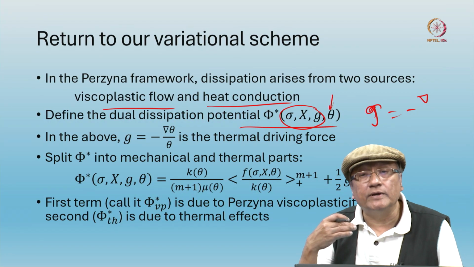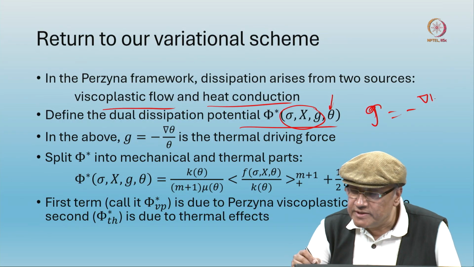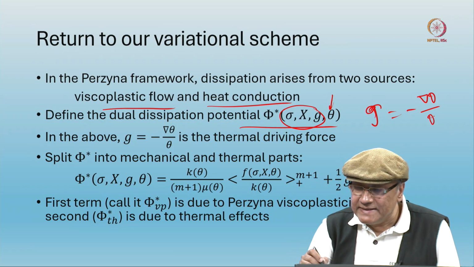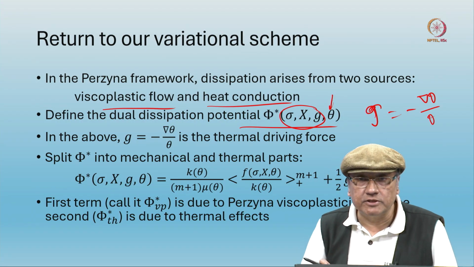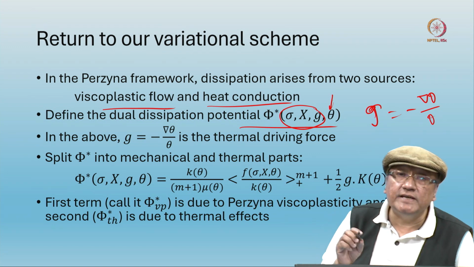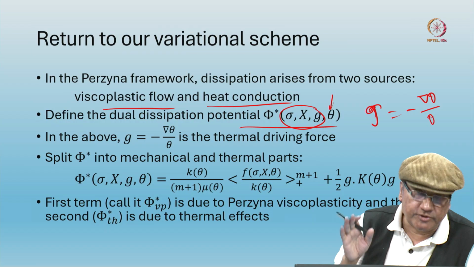This is the thermodynamic driving force for heat, which is given by minus grad theta by theta. If you do not put a minus here, then it is difficult to be consistent with Fourier's heat conduction law. So that is why G is basically something related to the gradient of temperature with a minus sign.